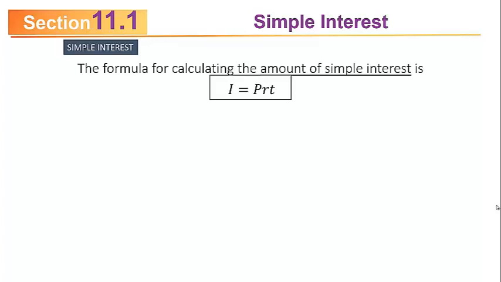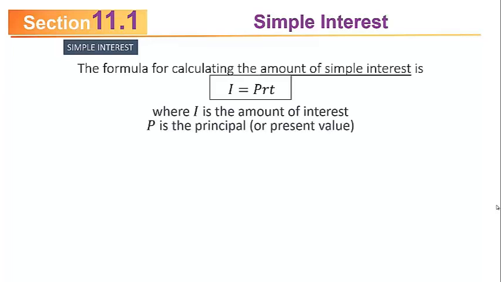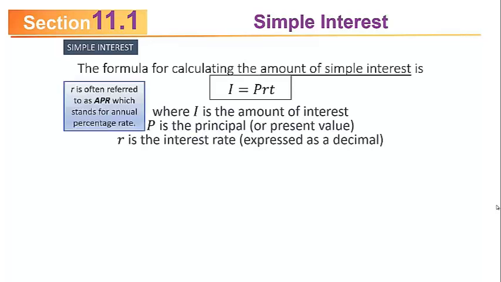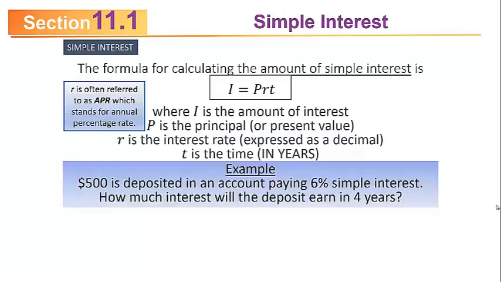The formula for calculating the amount of simple interest is given by capital I equals capital P r t. Capital I is the amount of interest earned or paid. Capital P is the principal or present value. Little r is the interest rate written as a decimal, and sometimes little r is called APR, which stands for annual percentage rate. And little t is the time in years. It has to be in years.